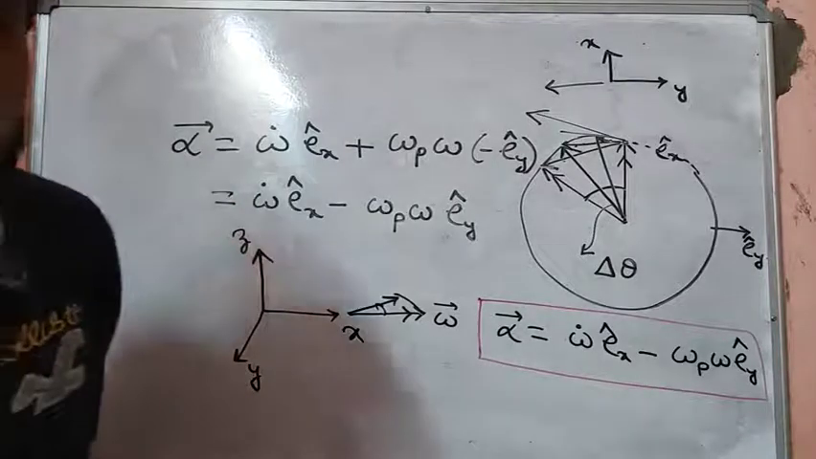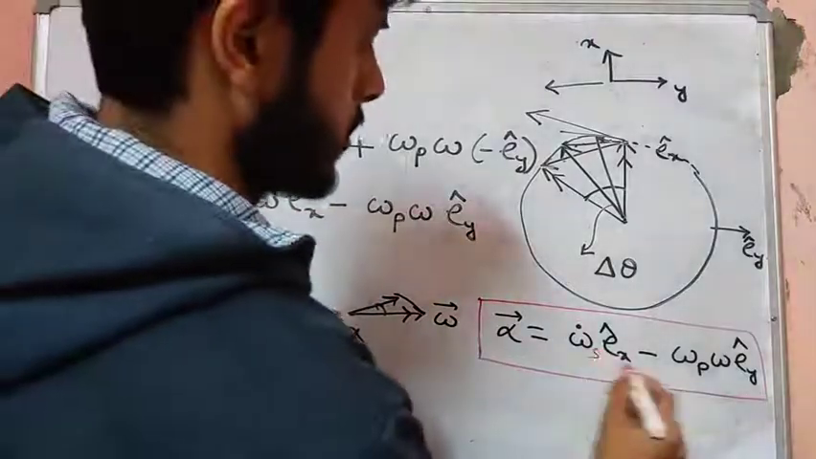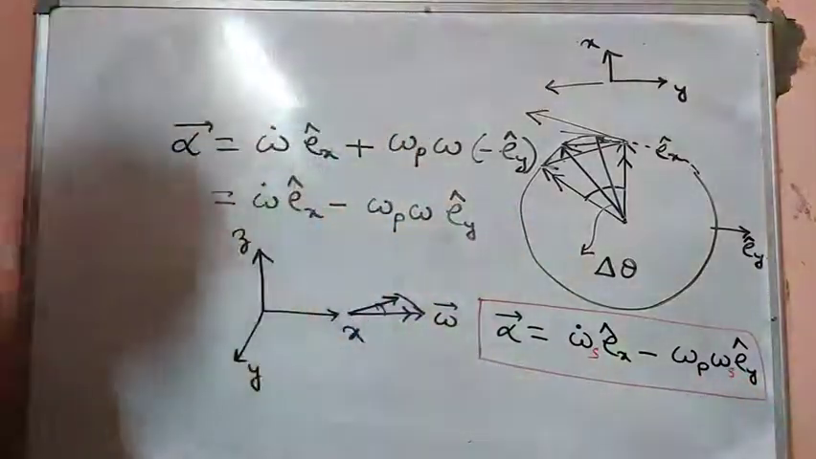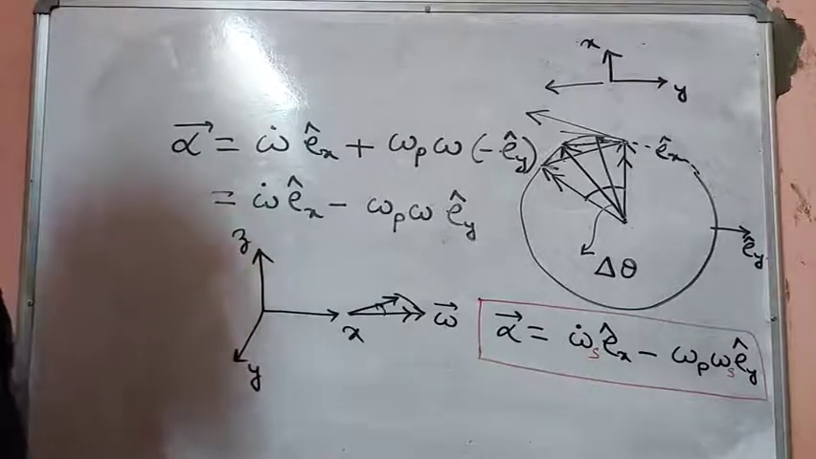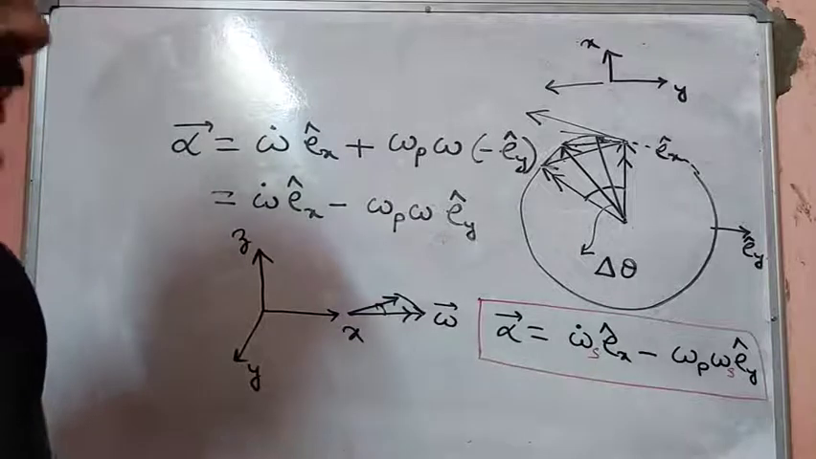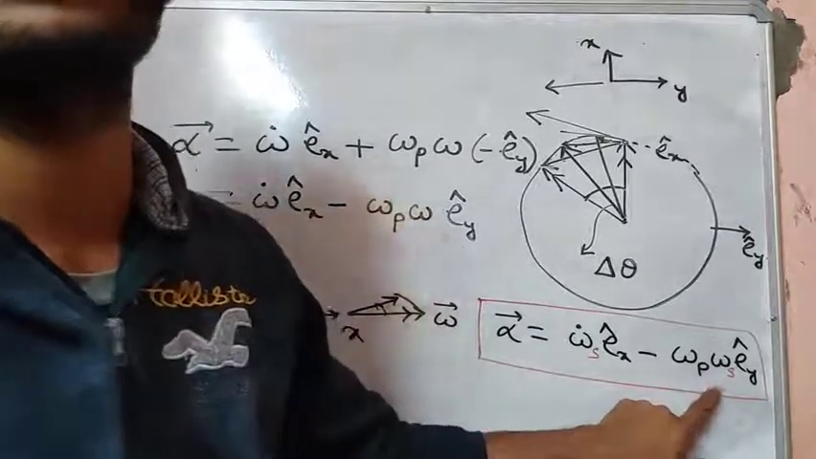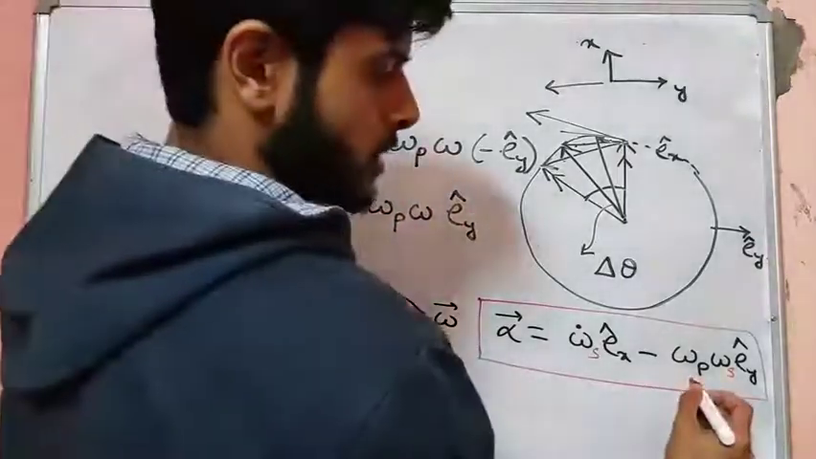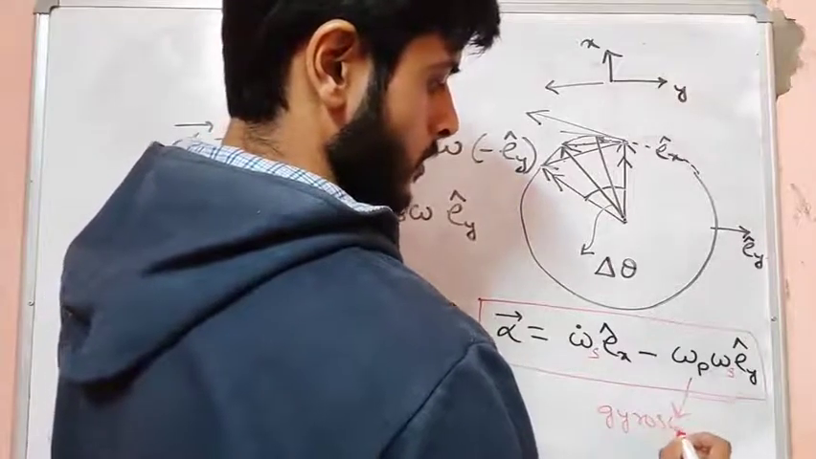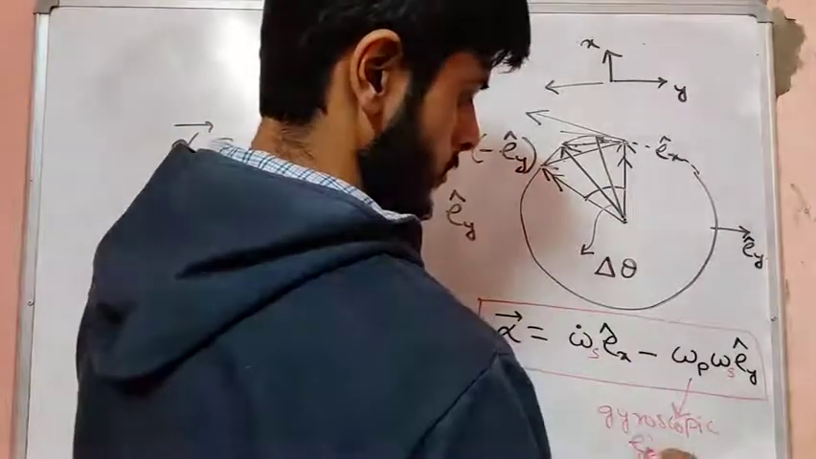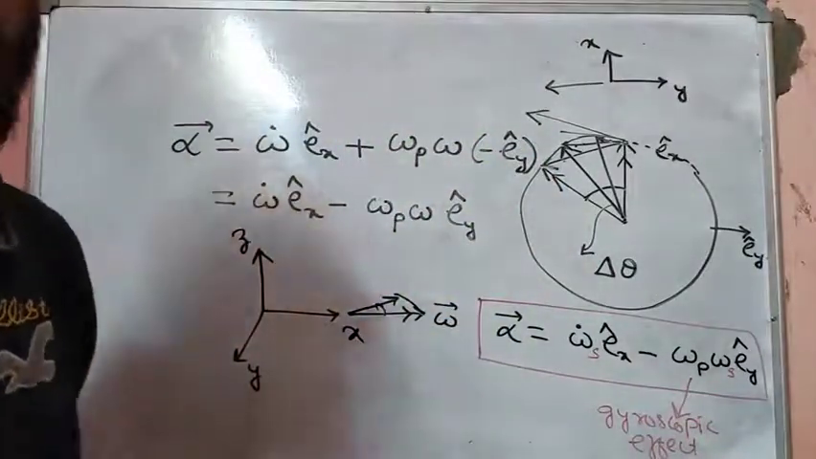If we have a constant spin angular velocity, we consider this as spin, and the axis of the spin angular velocity takes a turn, then this quantity will be 0, but still there will be an angular acceleration, which is this. This angular acceleration is responsible for causing the gyroscopic effect.